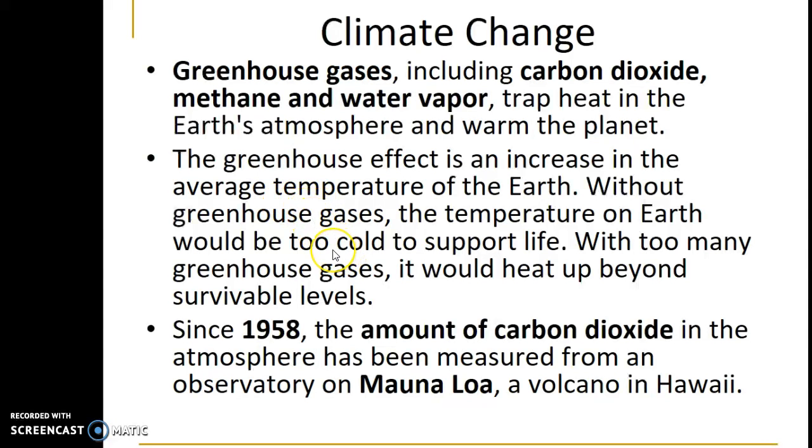We are increasing the average temperature of the Earth. It's probably hard to believe, like we're in a school cancellation right now because it's so cold. But right now Australia is heating up to levels that are not sustainable for life over there, and a lot of animals and stuff are dying. Since 1958, the amount of carbon dioxide has been measured at a volcano in Hawaii. And the amounts are just going up and up and up.